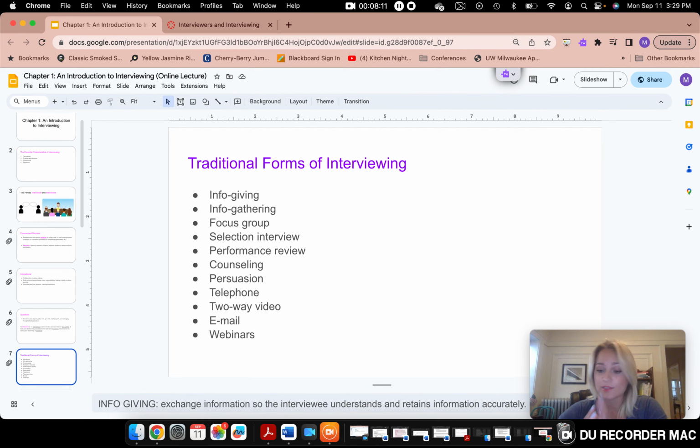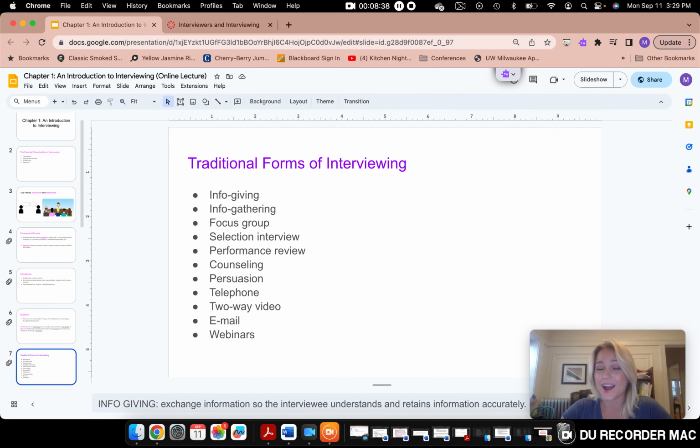Then you have counseling interviews. Counseling interviews are common in therapy, in psychiatry, with questions such as, how are you doing? How did this make you feel? Etc. I'm sure many of us have been in a counseling interview before. You maybe just didn't know that it was an interview. The purpose of the counseling interview would be therapeutic. It has therapeutic ends.